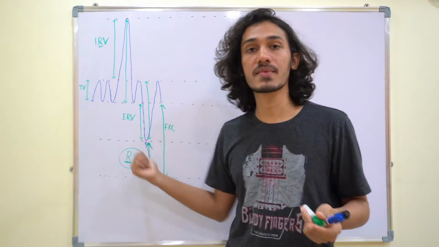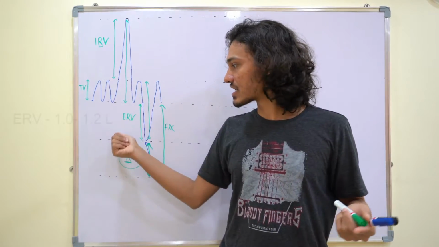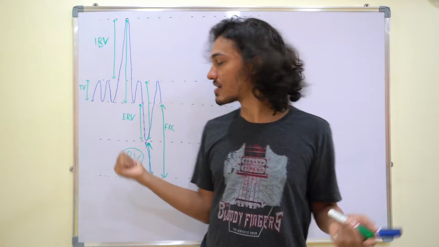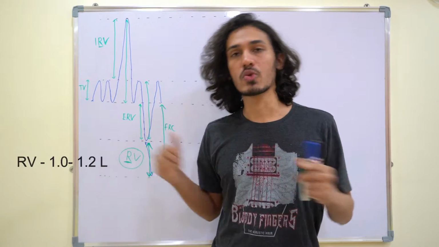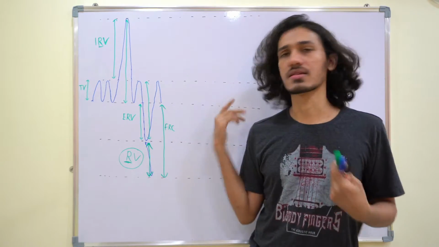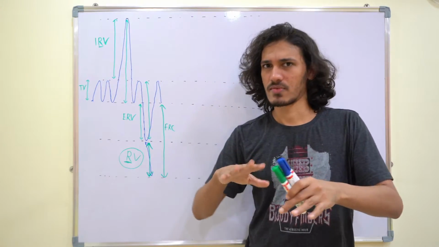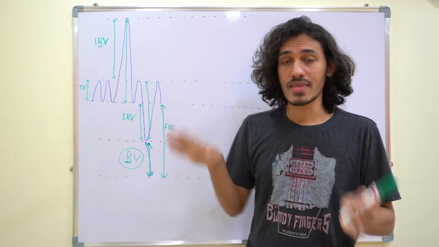This residual volume comes to 1 to 1.2 liter again. So ERV was 1 to 1.2 liter. Residual volume was 1 to 1.2 liter. So add them together, that is the FRC. It will come to 2 to 2.2 and on. So that is fairly simple.